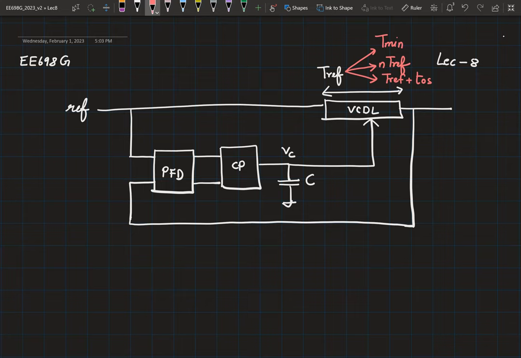And then we started looking. So we saw that if there were any mismatches in the PFD path from input to the up or down paths, then it can result in a static phase offset. If the capacitor had some leakages, this will also cause a static phase offset during the steady state of the DLL. And then we had started looking at the charge pump circuit in detail. So after we learn the charge pump circuit in detail, we'll see how its non-idealities can also cause issues.